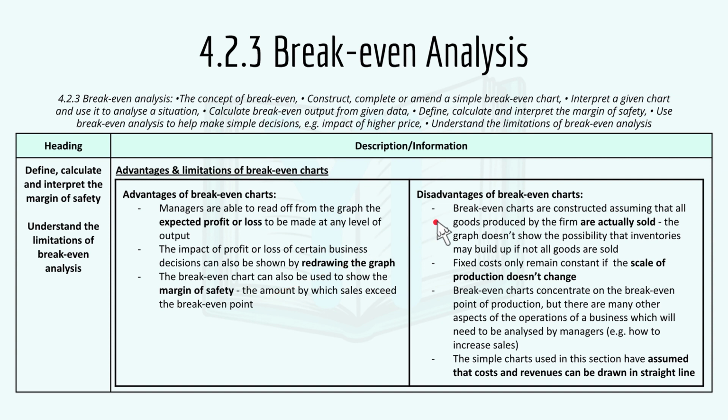And the disadvantages include that break-even charts are constructed assuming that all goods produced by the firm are actually sold. The fixed costs only remain constant if the scale of production doesn't change. The break-even charts concentrate on the break-even point of production, but there are many other aspects of the production operations of a business which will need to be analyzed by managers, like how to increase sales. And lastly, the simple charts used in this section have assumed that cost and revenue can be drawn in a straight line.